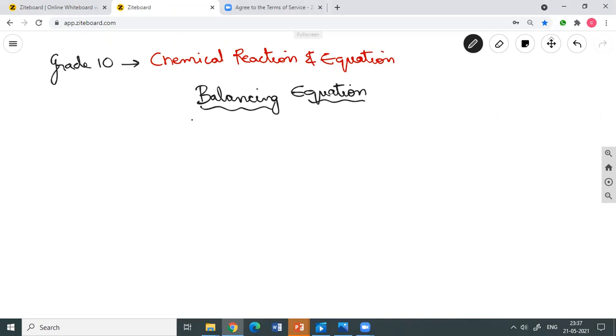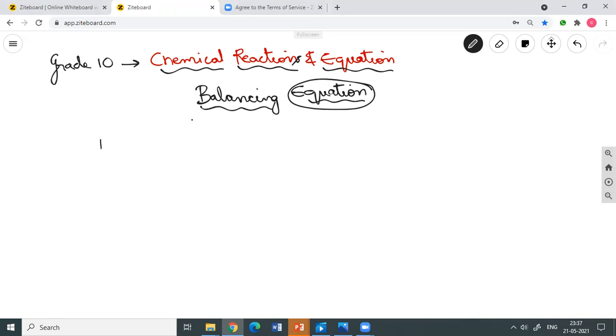Today in grade 10, we are going to study the first chapter, Chemical Reactions and Equations. In that, the first subtopic is balancing equations. So let us quickly dive into the topic and understand what is the meaning of balancing equation. Before getting into the balancing equation, let us first learn what is an equation. I hope all of you have an idea what is an equation.